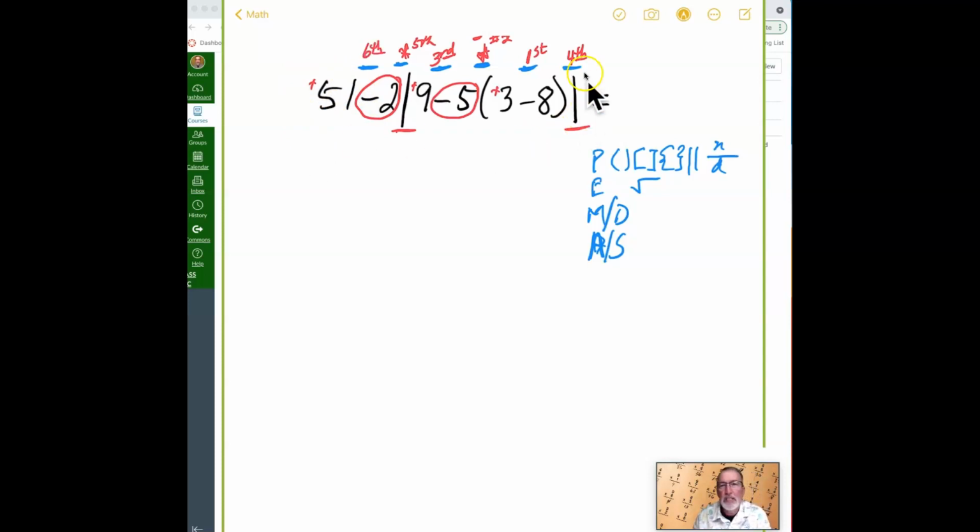So not everyone considers this removal of the absolute value brackets as a step, but when you're new, it's good to include every step so you have a better chance of getting the right answer. So let's go ahead and follow that order. +3 minus 8. So we have different signs for these numbers, right? A +3 and a -8.